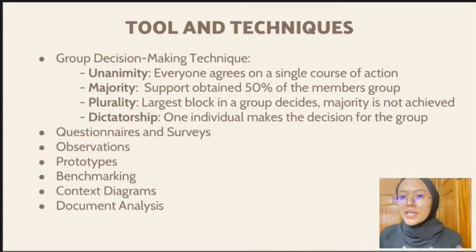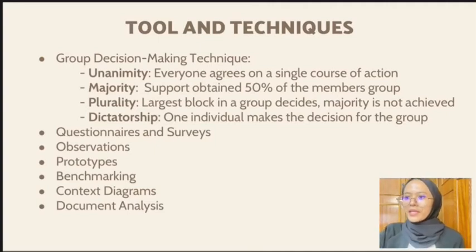The next one is majority. Majority is a decision that is reached with support obtained from more than 50% of the members of the group. Having a group size with an uneven number of participants can ensure that a decision will be reached rather than resulting in a tie.